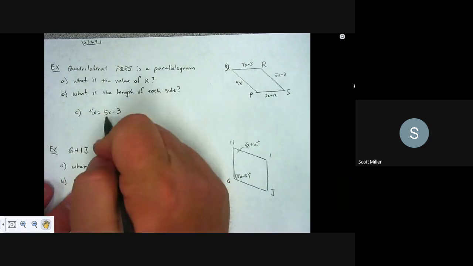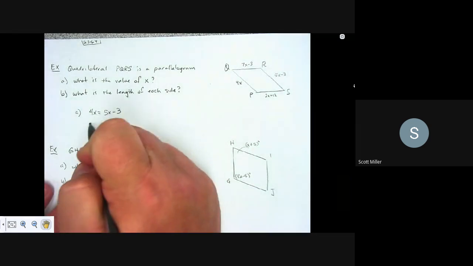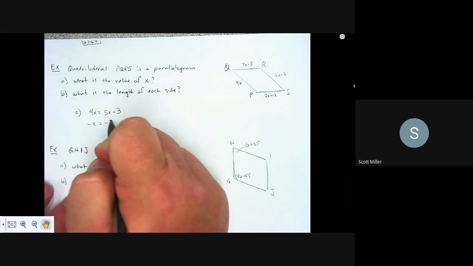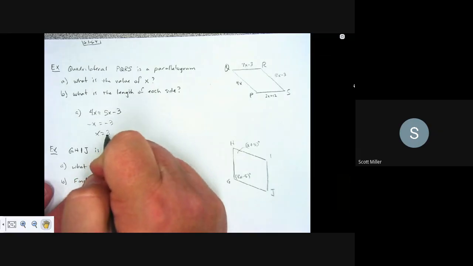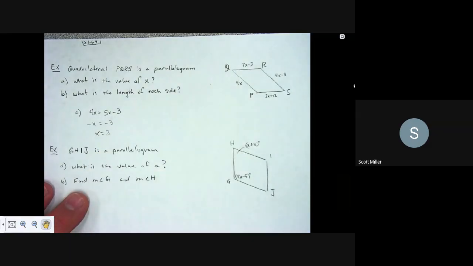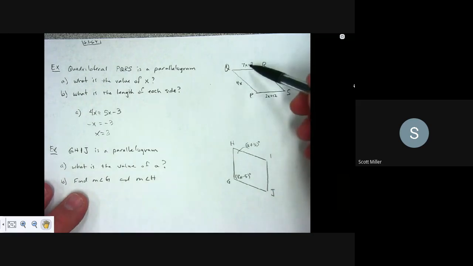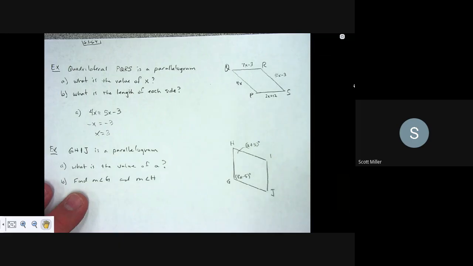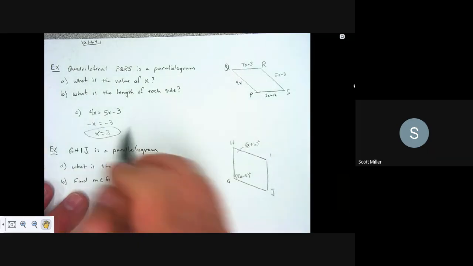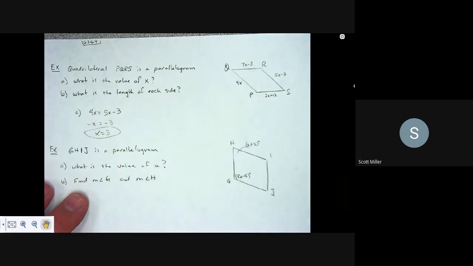In doing that, I can then move the 5 over here, which gives me a negative x equals negative 3, so x equals 3. And then you can double check it with the other side. If I take a 3 and plug it in here, that would be 21 minus 3 is 18. Plug in a 3 in here, be 2 times 3 is 6. 6 plus 12 is 18. So we have confirmed that to be true.